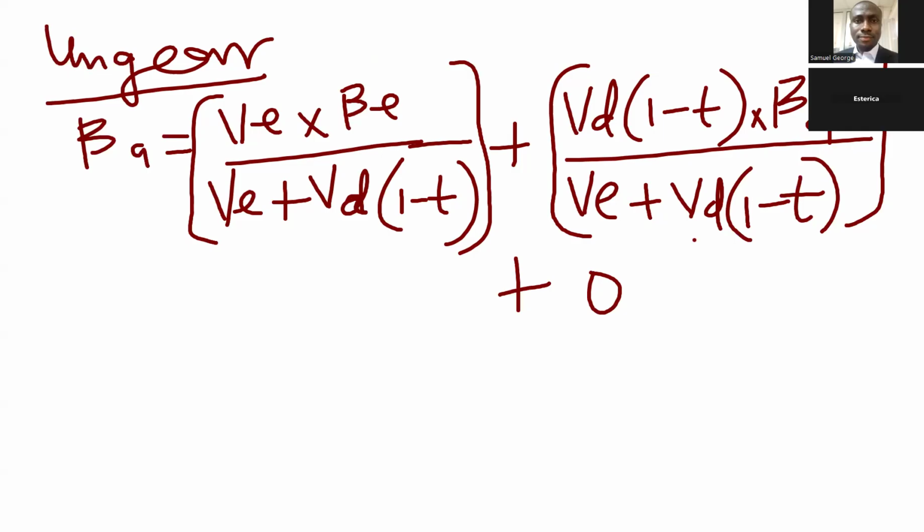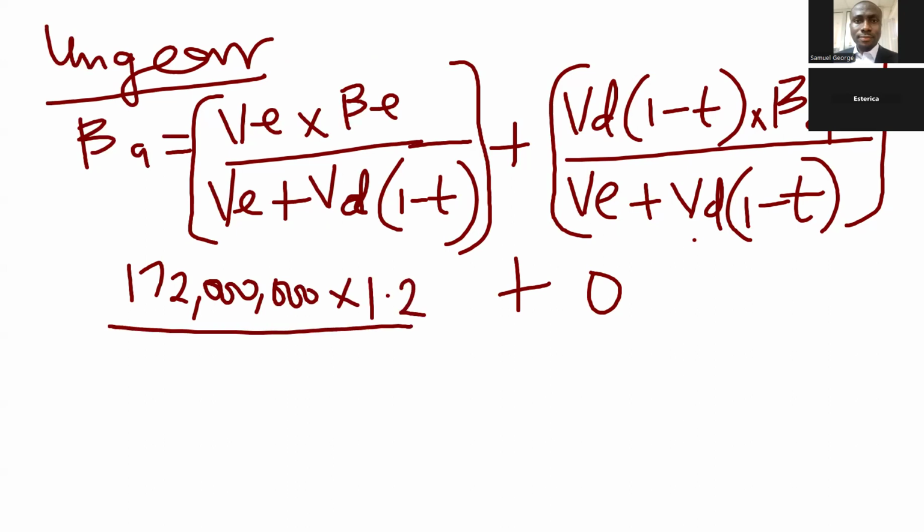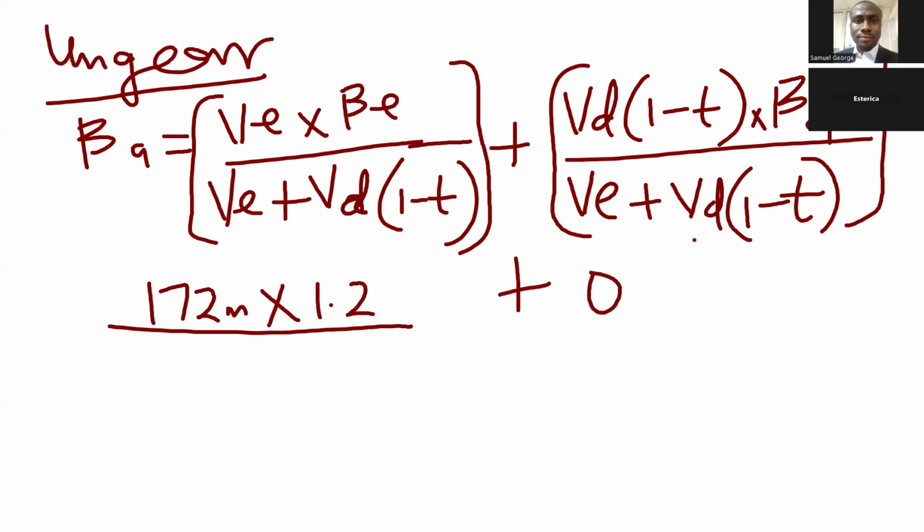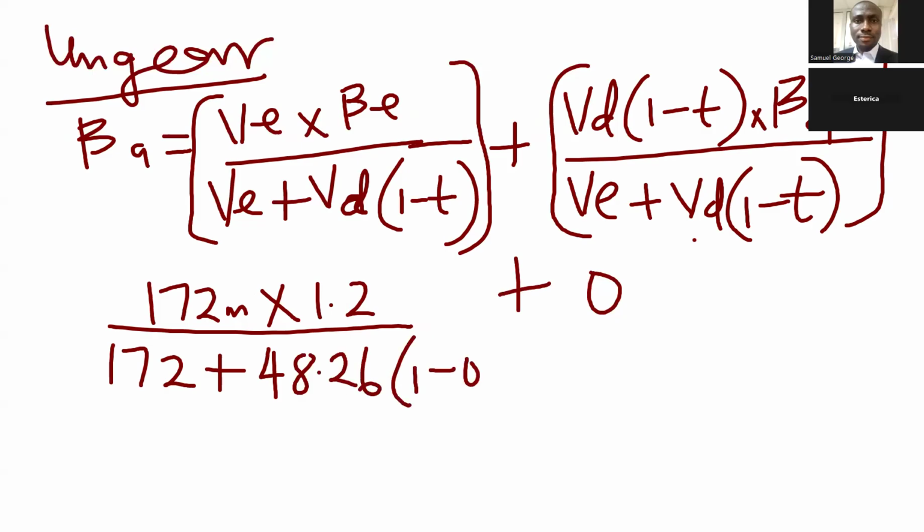What is the value of equity of Liu Co? It is 172 million, times the beta equity, which is 1.2, divided by 172 million plus debt, which is 48.26 million, times 1 minus tax rate, 0.2. The other side is 0.